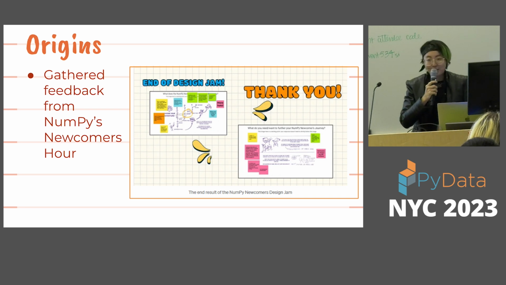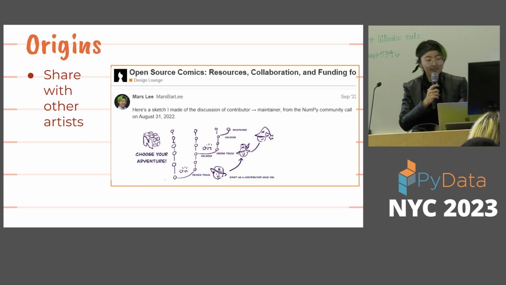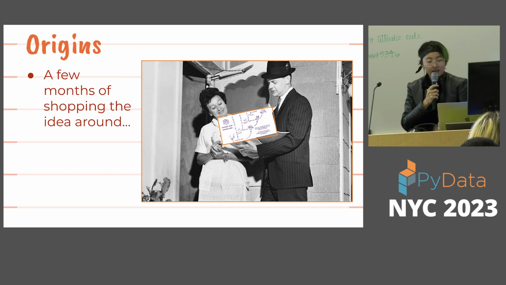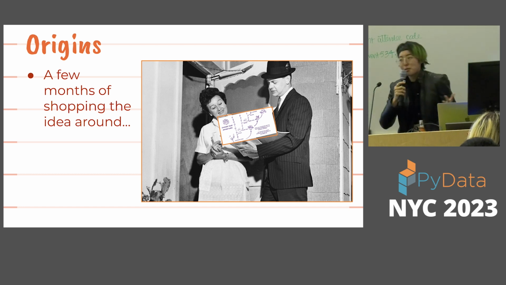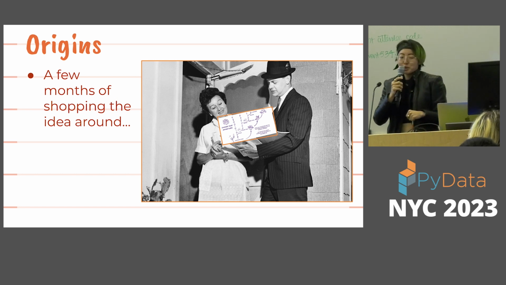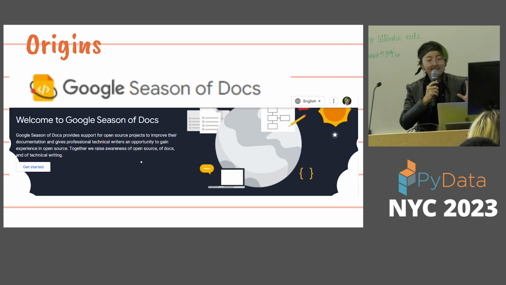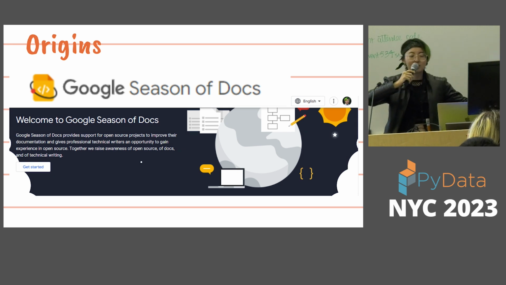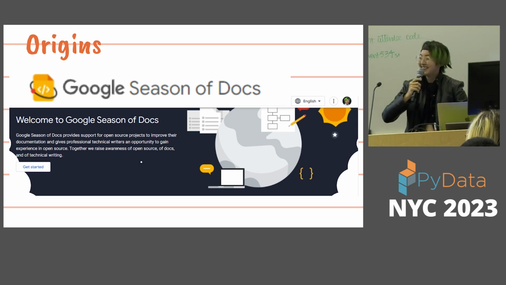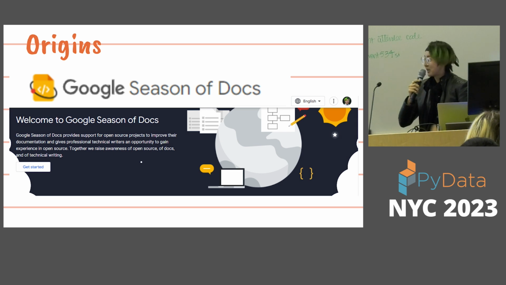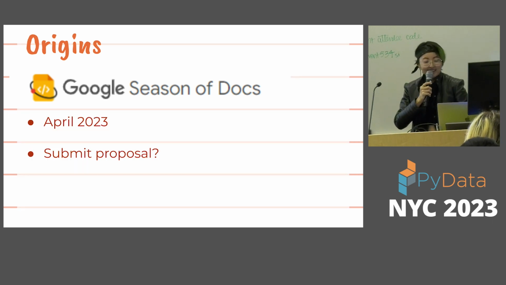And then I gathered feedback from it on the NumPy Newcomers Hour. And then I continued to share it with other artists on open source design forums. So basically, I've been shopping around for a few months with the idea, going door to door like a salesman, people politely nodding and smiling, but not quite biting. And then emerged the Google Season of Docs. My hero, my nemesis, my everything, you shall see.